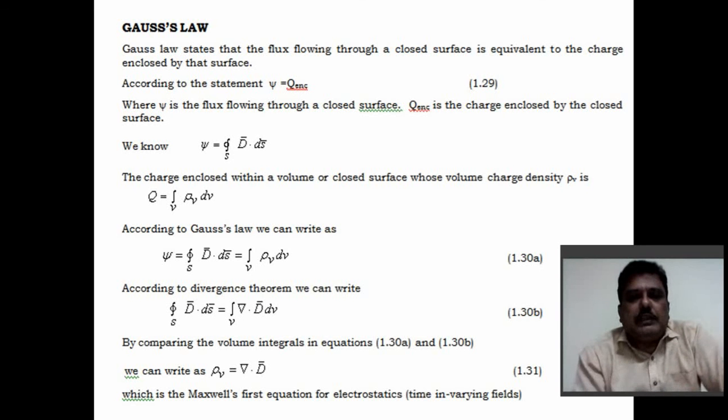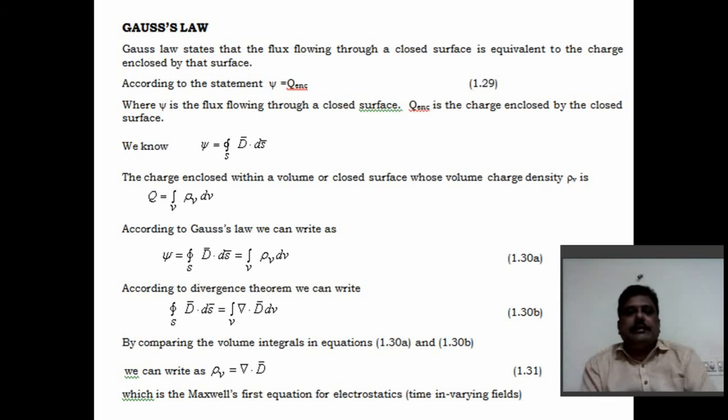So comparing the above two equations, that is 130a and 130b, we can write rho v equal to del dot D bar, which is Maxwell's first equation for electrostatics. Electrostatics in the sense of time invariant fields. So this is Maxwell's first equation, del dot D bar equal to rho v.